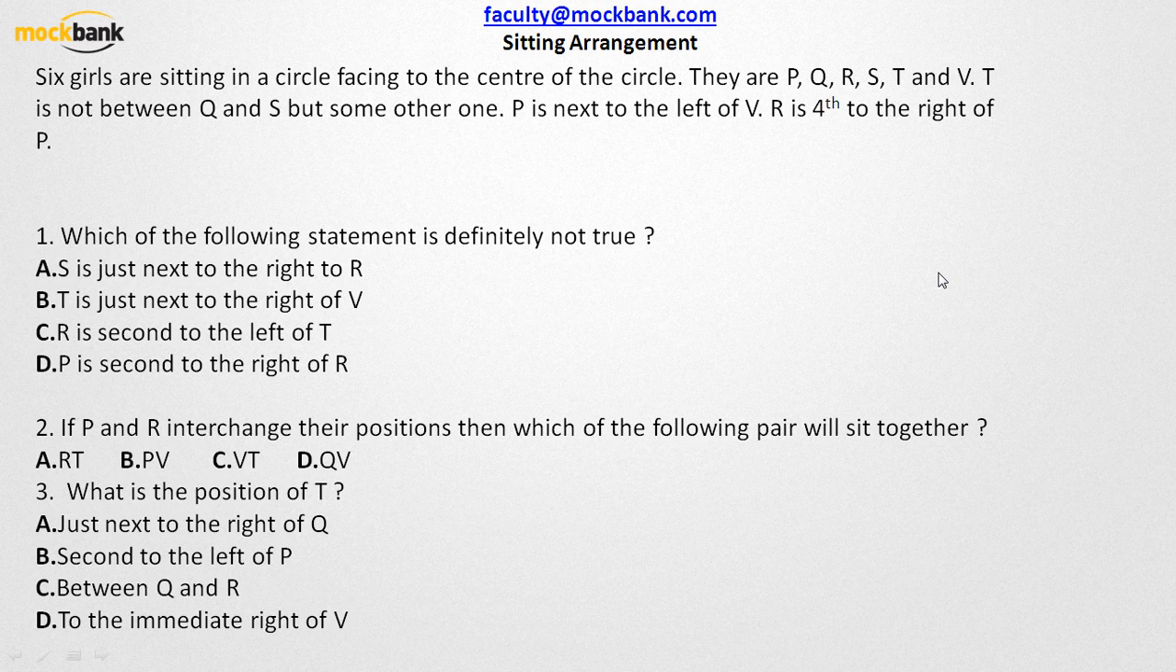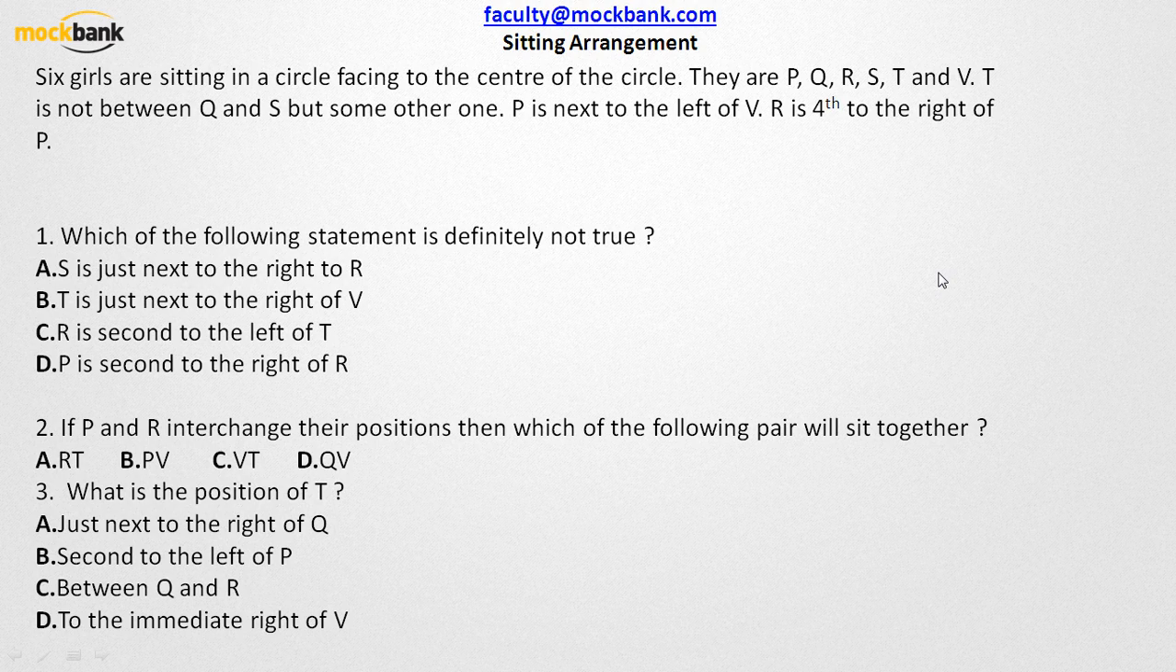Over here it says that 6 girls are sitting in a circle facing the center of the circle. So what does this mean? They're all facing the center. This means if one has to go leftwards, this is clockwise, while if one has to go rightwards, this is anti-clockwise. We have covered this in the theorem video.